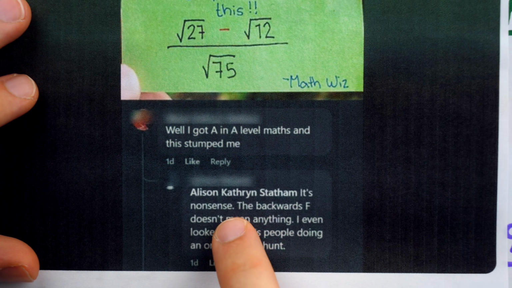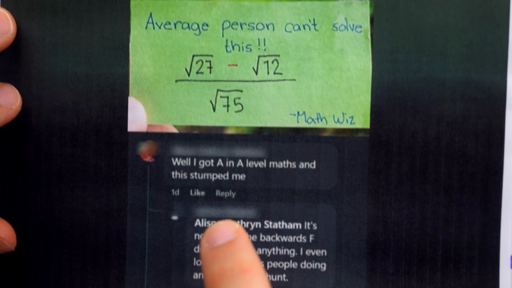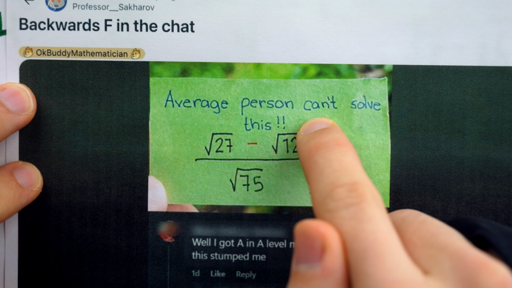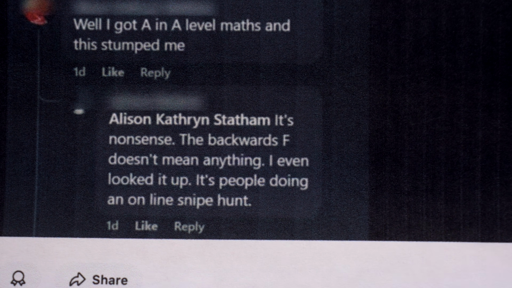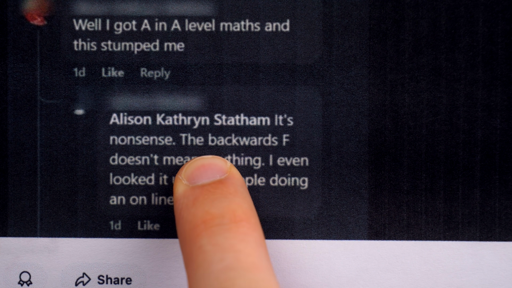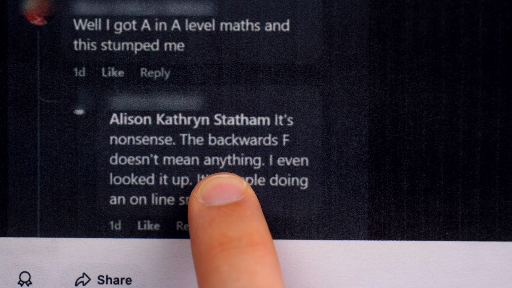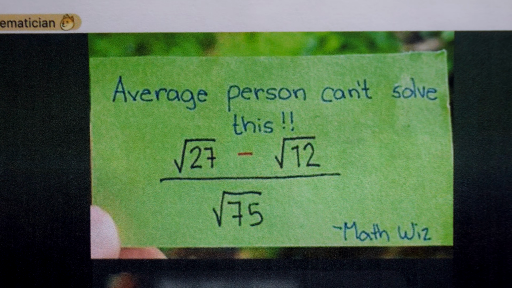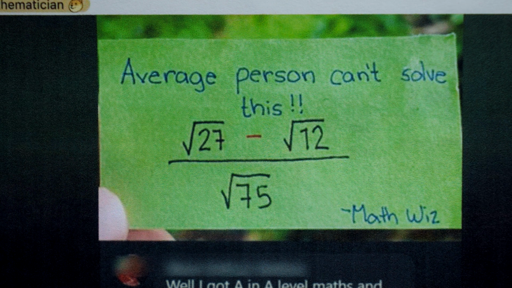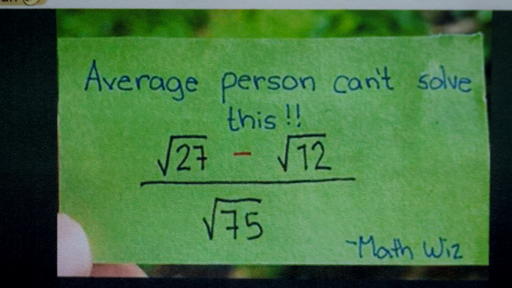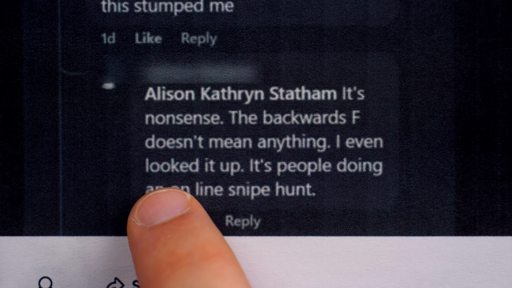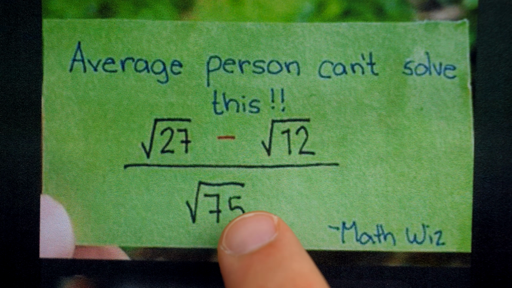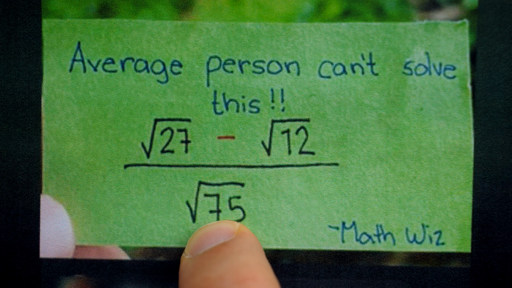But then somebody replied with a great explanation as to why this problem actually is really hard, and that's that it makes no sense. As they explain, the backwards F doesn't mean anything. I'll give you a second to figure out what the so-called backwards F is in this problem. Yes, indeed, although he asserts that the backwards F doesn't mean anything, and he even looked it up, the backwards F actually represents the number that follows 6, and we call that 7.